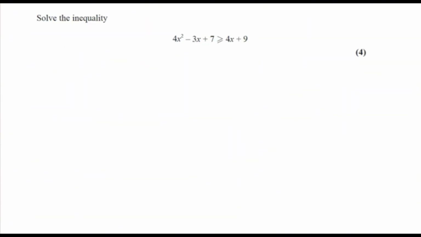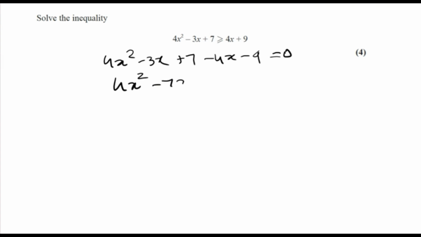Next question, solve this inequality. 4x squared minus 3x plus 7 greater than or equal to 4x plus 9. Okay, first we are writing it in a general form. So 4x squared minus 3x plus 7 minus 4x minus 9. Now I am writing equal to 0 because we have to solve it. So 4x squared minus 7x minus 9 plus 7 will give me minus 2 is equal to 0.